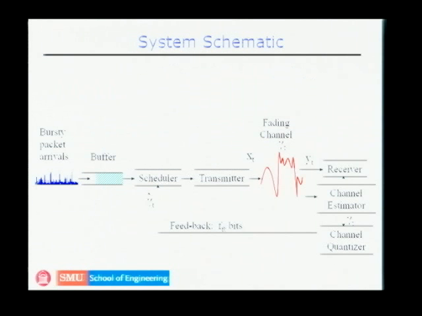Just to come back to our system, we've added a little more complexity. We have a channel estimator. I'm assuming a perfect channel estimator at the receiver, and you have some sort of channel quantizer, and you send some feedback of that channel to your transmitter. And you do some scheduling, which is essentially rate and power control, based on your randomly arriving packets, which are stored in a buffer. This is the system schematic that we're considering.